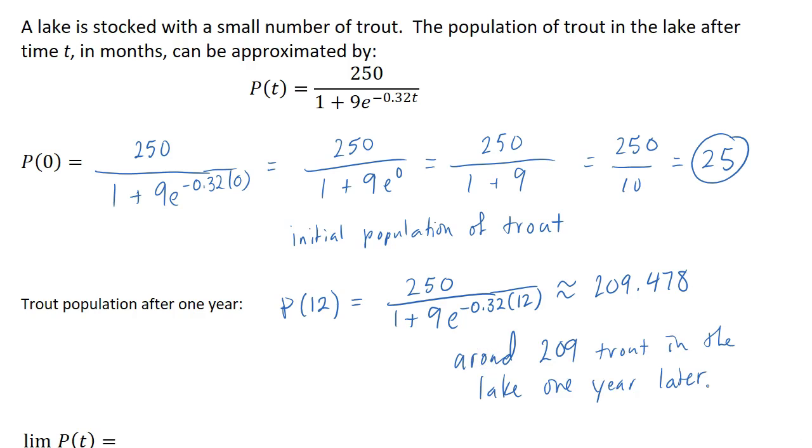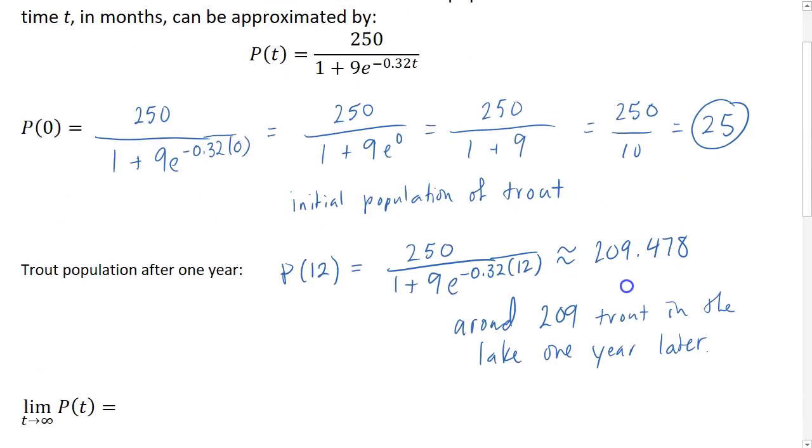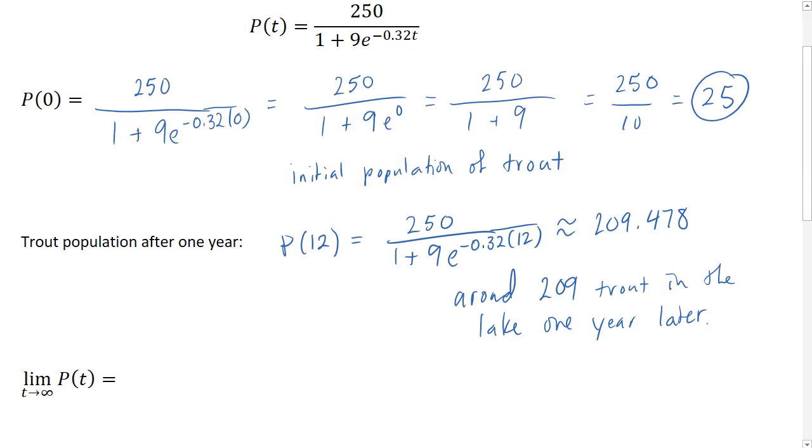So again, our initial population, we stocked the lake with 25 trout in the beginning. 1 year later, there are now around 209 trout in this lake. Okay, and the last thing we're going to find here is the limit as t approaches infinity of p of t. So we're going to have the limit as t approaches infinity of 250 over 1 plus 9 e to the negative 0.32t.